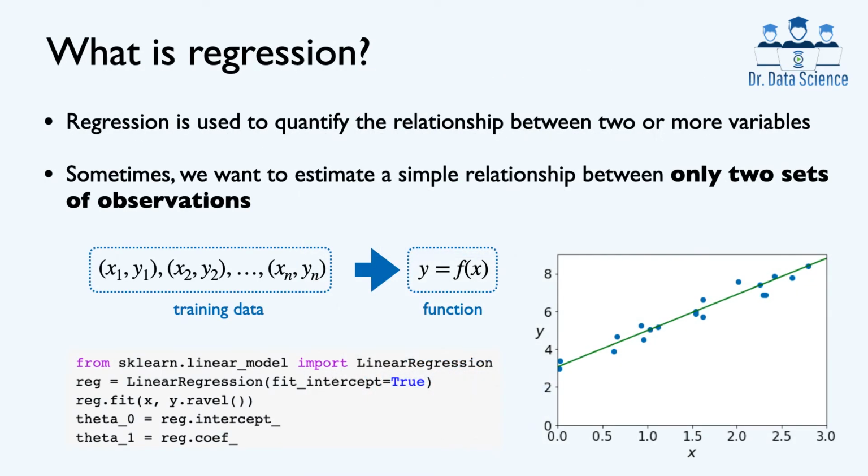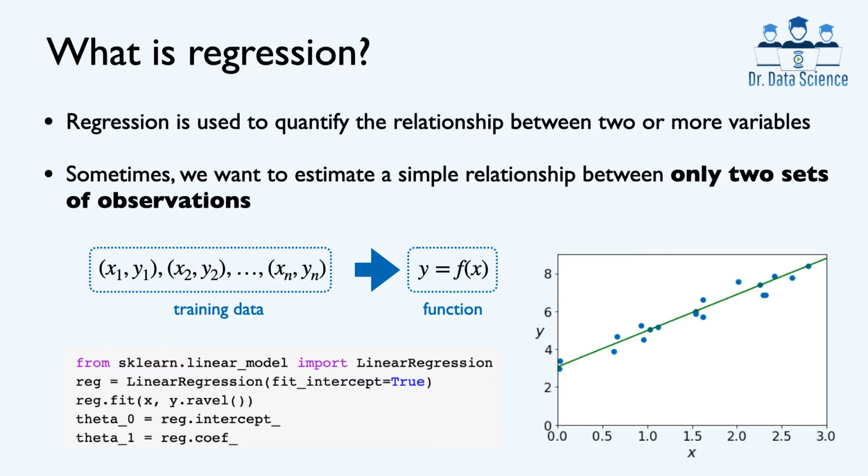In general, regression is used to quantify the relationship between two or more variables. Therefore, regression has a lot of applications in different areas. Sometimes we want to estimate a simple relationship between only two sets of observations of variables. So in this case, we have one independent variable, which we call x, and one dependent variable, which we call y. And the training data set consists of n input-output pairs, which we show by x1, y1, x2, y2, up to xn, yn.